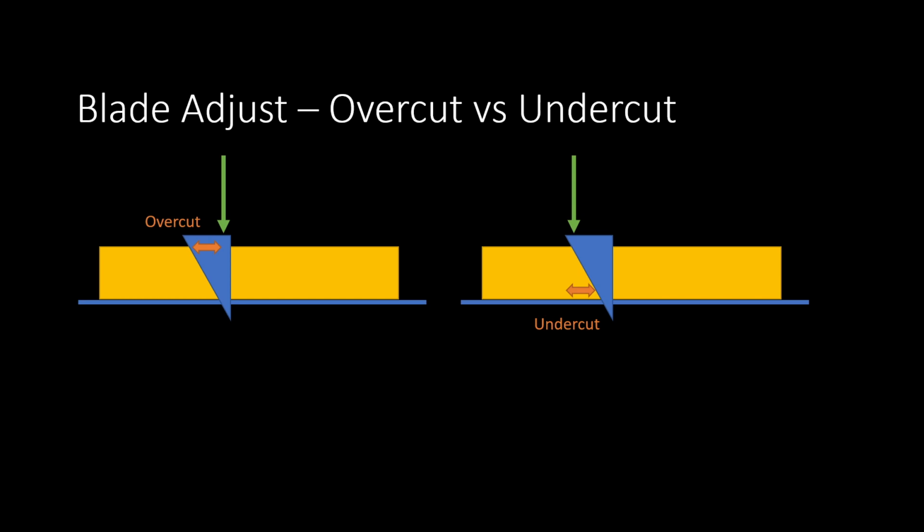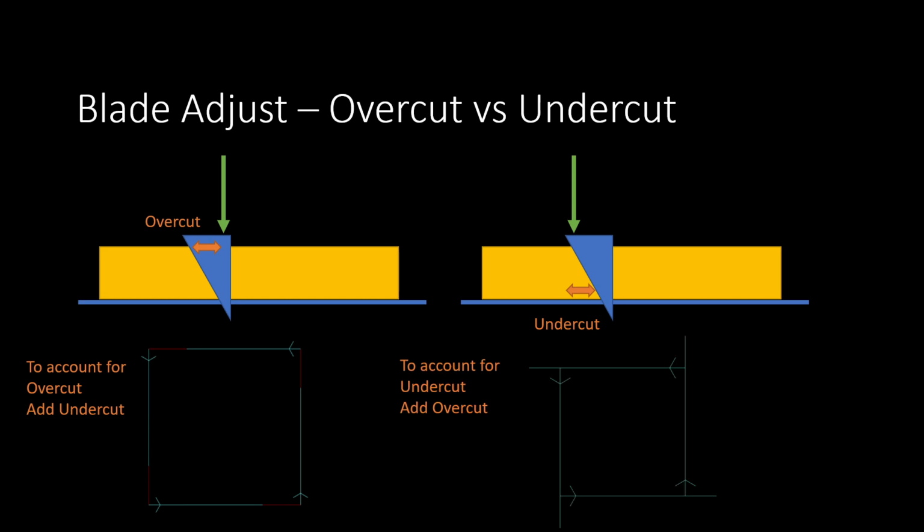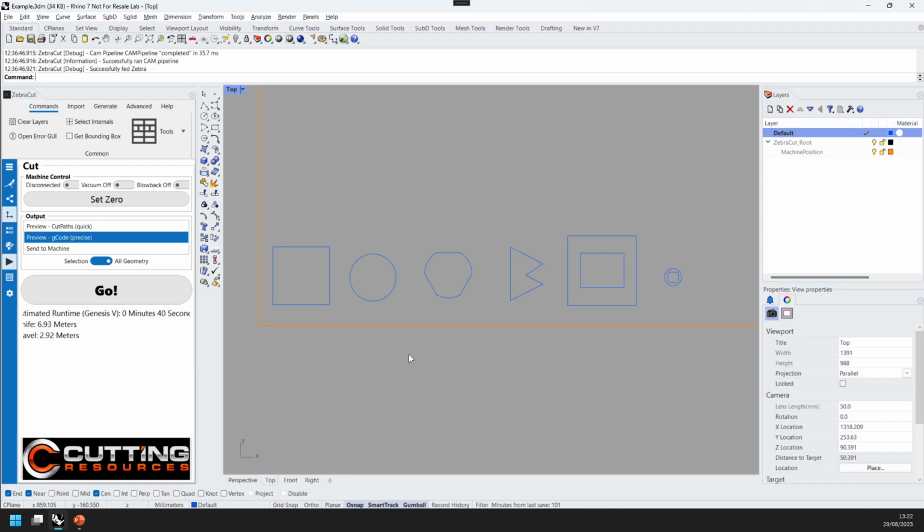Now, overcut and undercut are essentially opposites, and we can use them to account for each other. For example, to account for overcut, we would need to reduce the distance we cut slightly, and that would be done by introducing some undercut. Conversely, to account for undercut, we would want to add some overcut. So in this case, we'd want to increase the length of our lines on the edges here. This will all become clear when we have a look at some examples. So let's go to ZebraCut, and we'll have a look at these examples here.